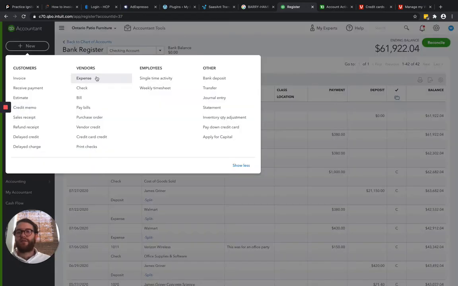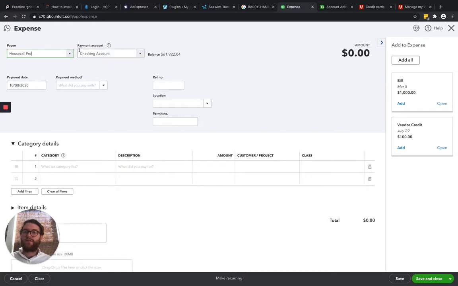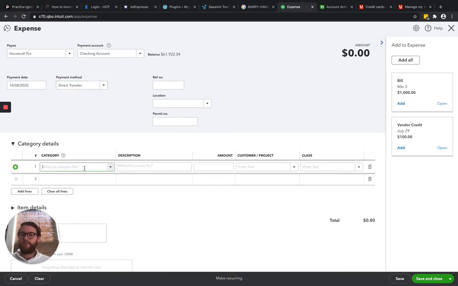So the next thing we're going to do is create an expense here. And we're going to expense this to Housecall Pro because we receive funds from Housecall Pro to the same checking account that the money came out of. We're going to say that this was paid by credit card. And it actually wasn't paid by credit card here. It was a direct transfer because this is you spending the money, not the customer spending the money. So you transfer this money back to the customer.